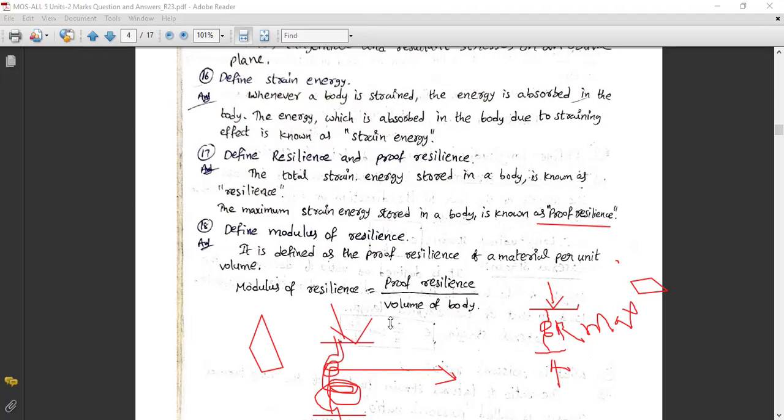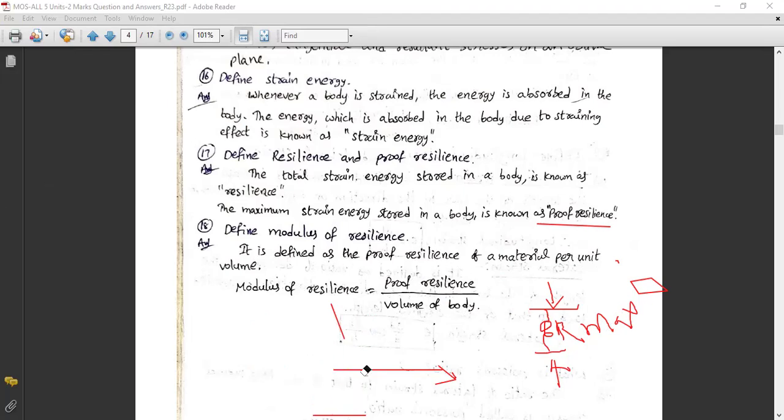And this is: define modulus of resilience. So what is the modulus of resilience? Modulus of resilience is equal to proof resilience upon volume of the body. What is proof resilience? It is the maximum resilience stored, divided by the volume of the body. So it is defined as the proof resilience of a material per unit volume. This is the last question of this unit's 2 mark questions.